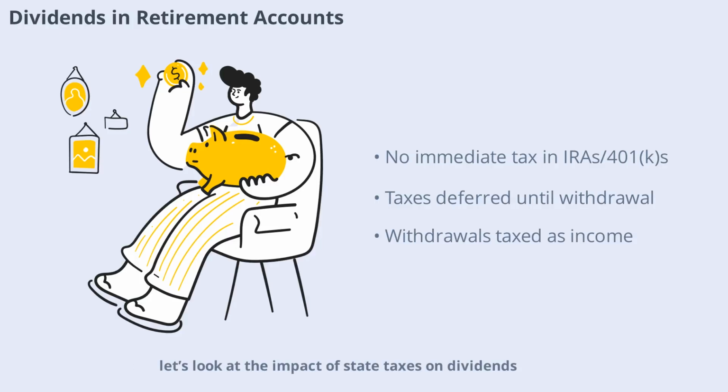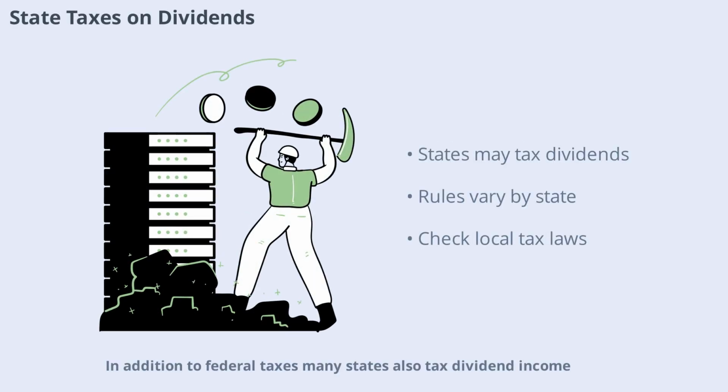Next, let's look at the impact of state taxes on dividends. In addition to federal taxes, many states also tax dividend income. The rules and rates vary widely depending on where you live. Some states fully tax dividends as ordinary income, while others may offer exclusions or lower rates. It's important to check your state's tax laws to understand your total tax liability. Don't overlook state taxes when planning your investments and estimating your after-tax return.